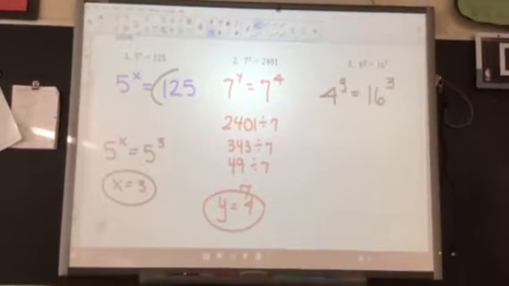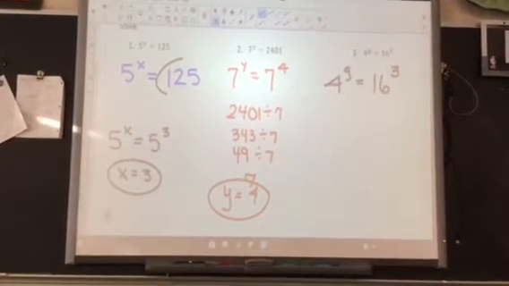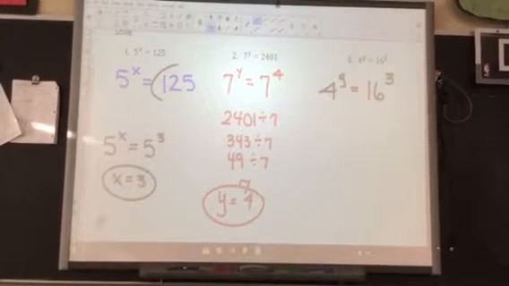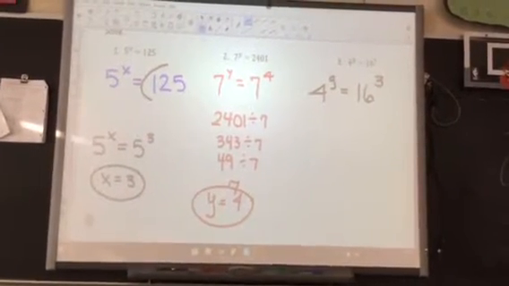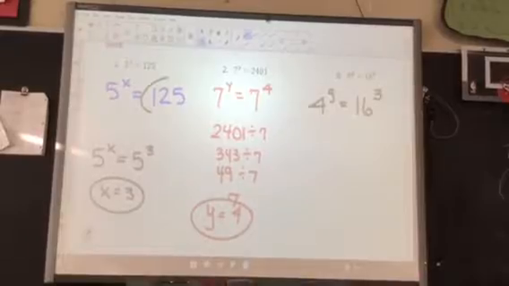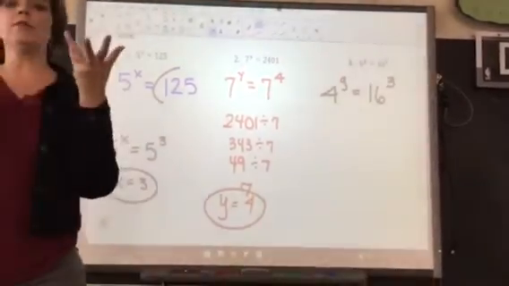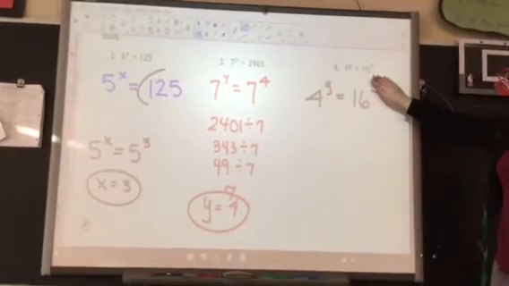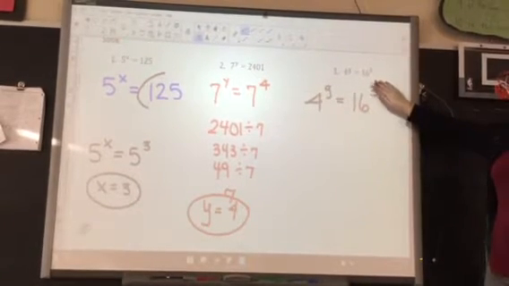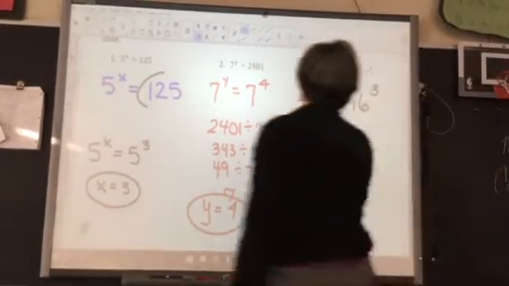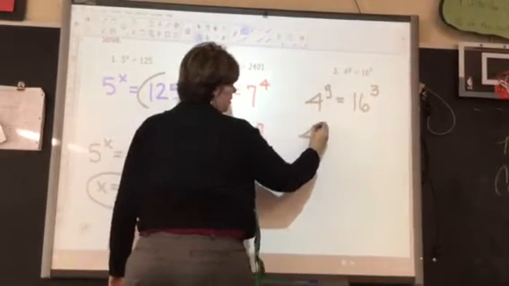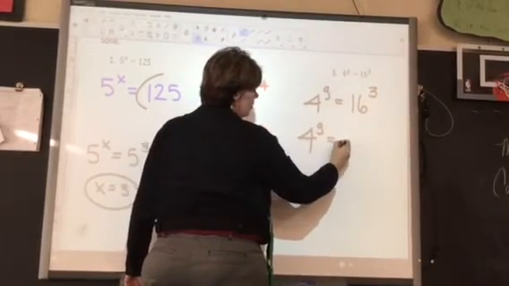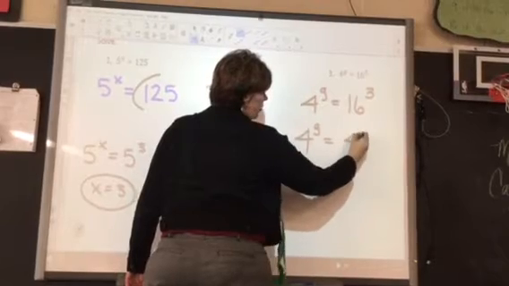How do I rewrite the number 16 so it's a power of 4? Listen to my question. I just want to rewrite the number 16 as a power of 4. 4 to the second power. So I really have 4 to the g power equals 4 squared.